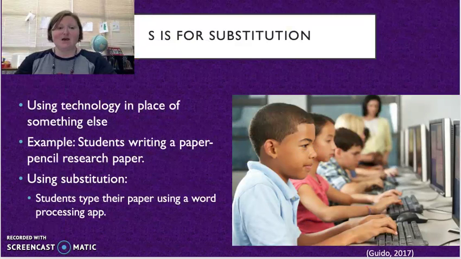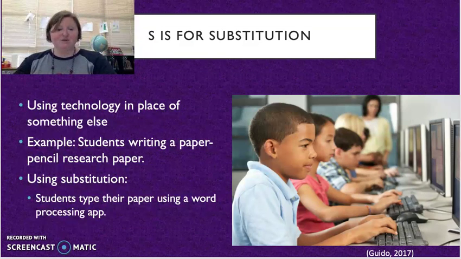We're going to start with the S. S stands for substitution. When we're talking about substitution, we're talking about using technology in place of something else. I'm going to give you an example, and we're going to use this example throughout the presentation to talk about how we can integrate technology. This example is to say maybe we want our students to write a research paper. In the traditional form, a research paper might involve using paper and pencil to write out the information.